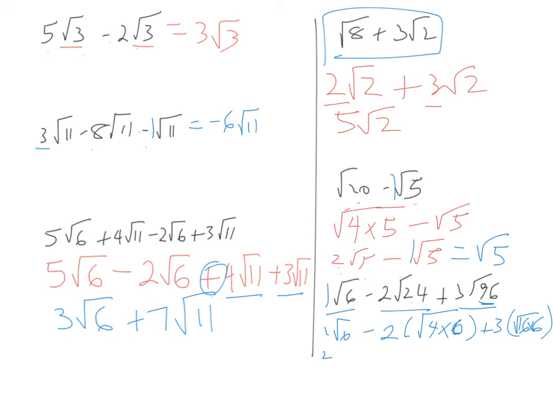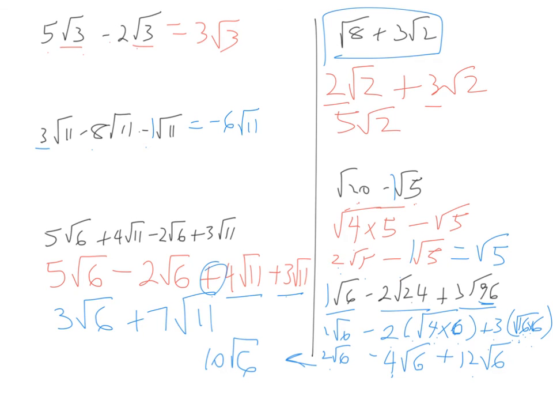So we've got 2 root 6 minus this 4 times the square root of 6, which can be written as 2 root 6. So 2 root 6 times 2 root 6 gives us 4 root 6. And let's say plus the square root of 16 times 6, which can be written as 4 root 6. So 3 times 4 gives us 12 root 6. So overall, we're going to have 2 root 6 minus 4 root 6 to give us negative 2 root 6, plus 12 root 6 gives us 10 times the square root of 6.